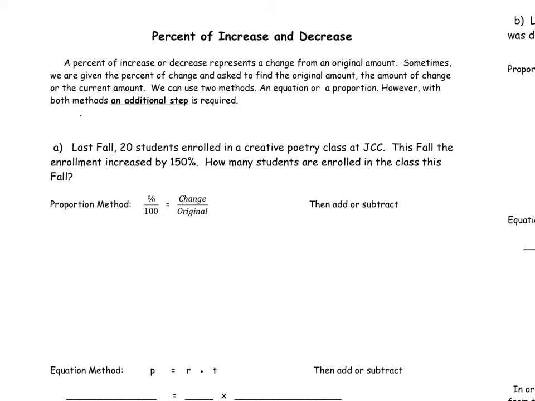During our last lesson, we worked on percent of increase and decrease, and we were given the percent and either the original amount or the new amount. And so we used a proportion method, or we talked about how we can manipulate our equation part equals rate times total to become change equals rate times original. So we're going to use both of those methods, or either of those methods, but this time we're not going to be given the percent.